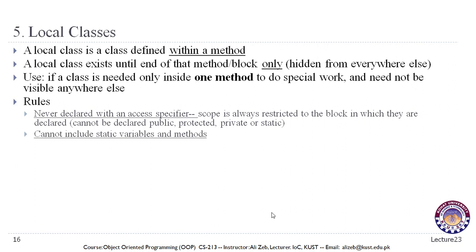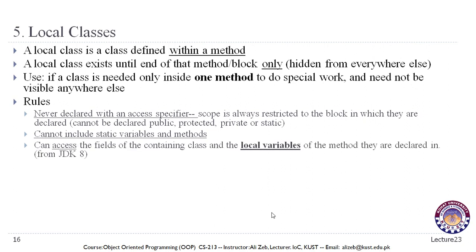Cannot include static variables and methods, as was the case with the inner class. Can access the fields of the containing class and the local variables of the method that they are declared in. So we have an outer class and we have a method in that class, and we declare our class inside that method. Accessing methods and fields.